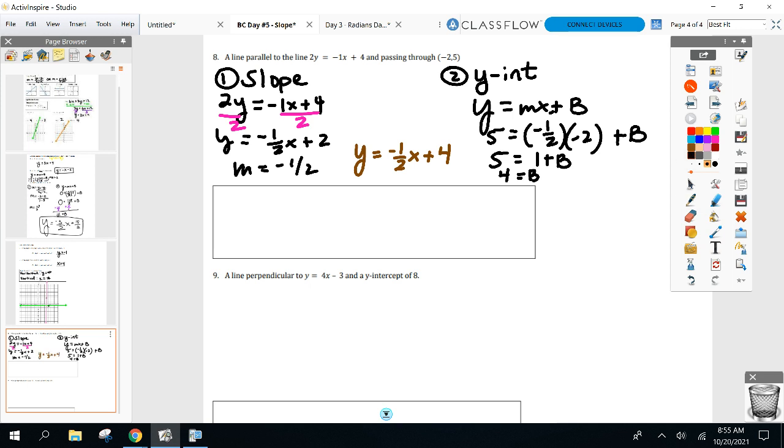What do I want you to write in that box right there? What did we come up with? What do you know about slopes of parallel lines? They are equal to each other.